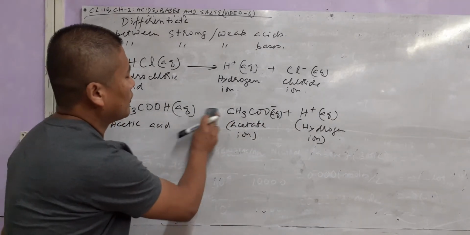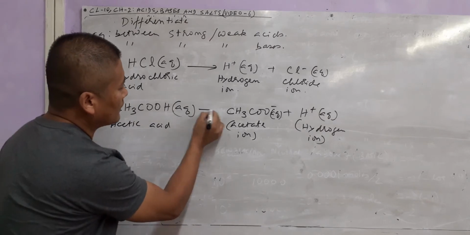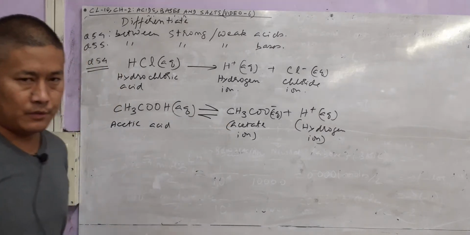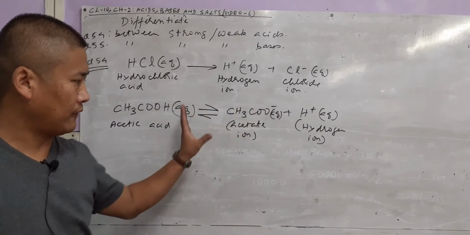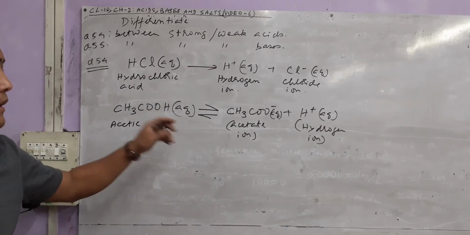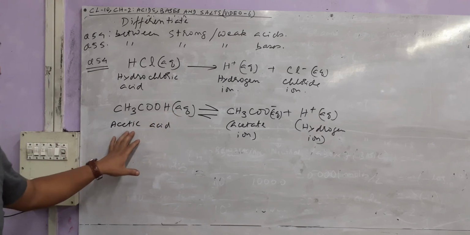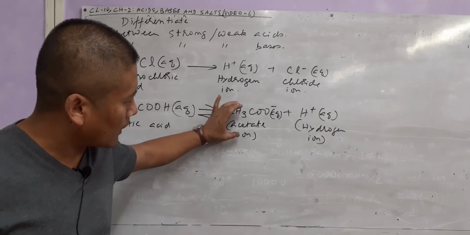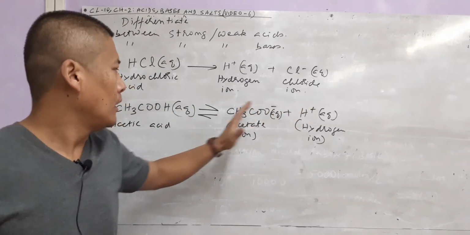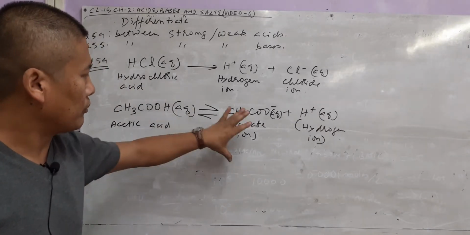Just remove the arrow once. The difference is this. Here, in the second case, put the reversible sign. That means half arrow pointing right and left. Now, what does that mean? This means that the acetic acid, when you dissolve in water, does break up into the acetate ion and the hydrogen ion. But the breaking down is not complete.